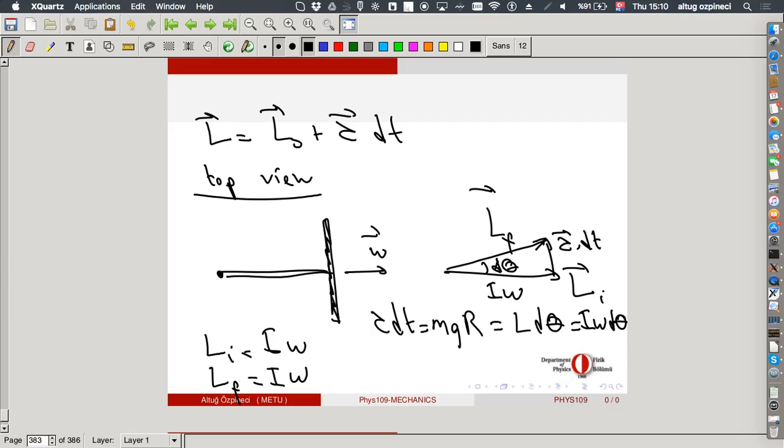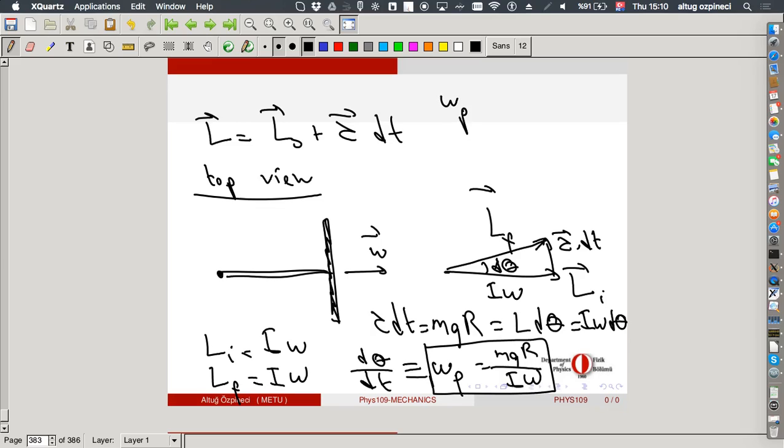So this is d theta, how much the gyroscope or the wheel precesses in a time dt. And from this one we can calculate that d theta by dt, which we define as the precession angular velocity, omega p. This is equal to mgr over I omega.